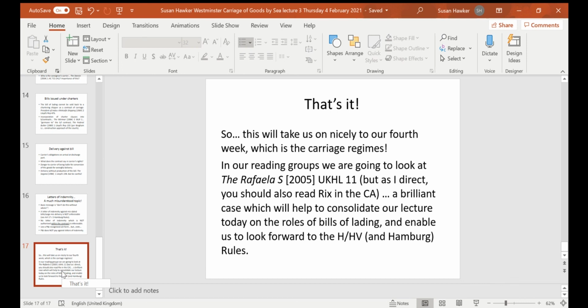And you should also read the House of Lords speeches, particularly Stein and Rix. I think they're the only ones actually who give developed speeches. But you should read those, not Rix, Lord Bingham. So that's for the Thursday reading groups.